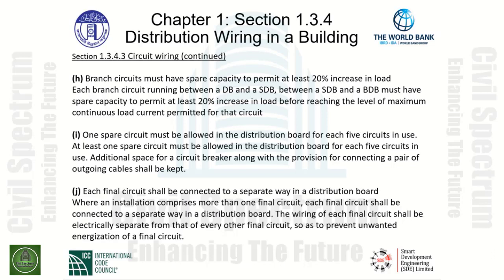Item J, each final circuit shall be connected to a separate way in a distribution board. Where an installation comprises more than one final circuit, each final circuit shall be connected to a separate way in a distribution board. The wiring of each final circuit shall be electrically separate from that of every other final circuit, so as to prevent unwanted energization of a final circuit.